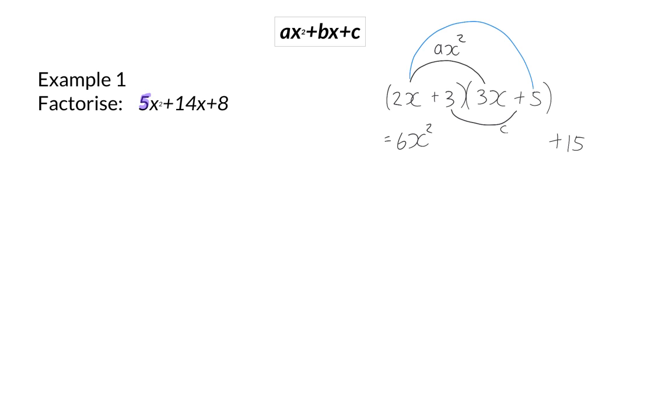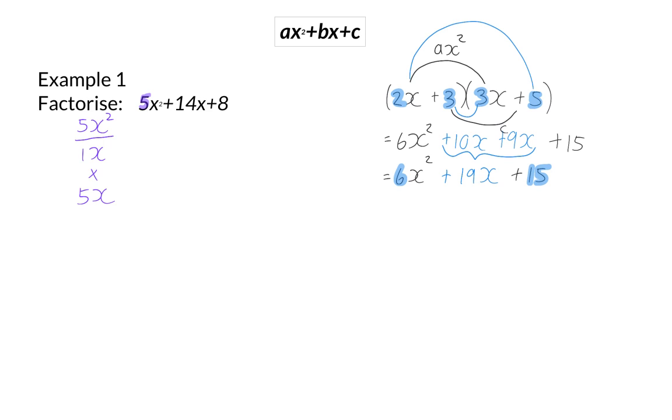This will be the furthest two, giving us 10x, as well as the closest two's product, which is 9x. This means that the coefficient of x, the 19, is formed by combining the factors of 6, the original 2 and 3, as well as 15, the original 3 and 5. And that is why when we go back to our example and we need to form the middle term of 14x, we need to take into account the factors of 5x squared as well as the factors of 8.